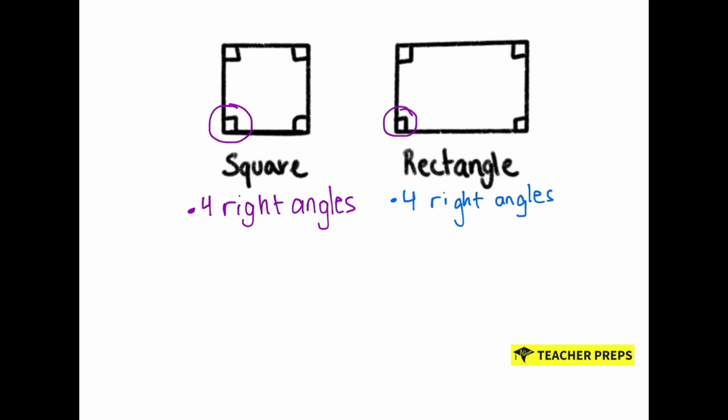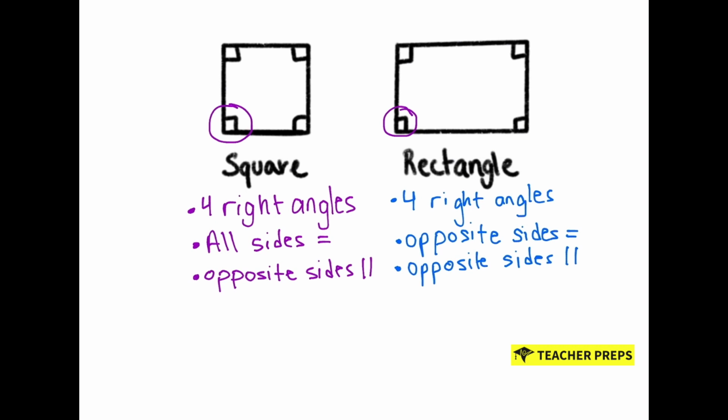Well, if you notice that on a square, all the sides are equal, and on a rectangle, only opposite sides are equal, you're correct. That's the main difference between a square and a rectangle. The final rule is that opposite sides are parallel. And that's true for both shapes. So the main difference between a square and a rectangle is that on a square, all the sides are equal, whereas on a rectangle, only opposite sides are equal. So a square actually fits the definition of a rectangle. However, a rectangle does not fit the definitions of a square.